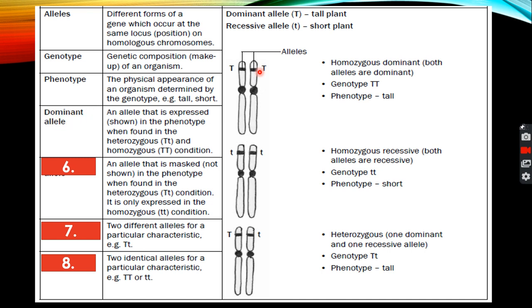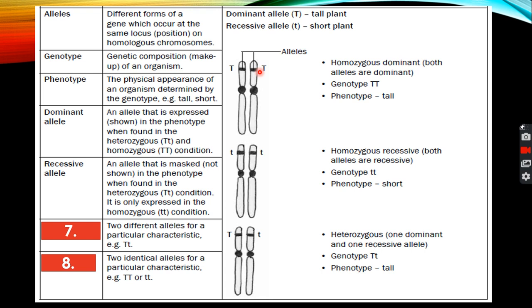And then let's move to dominance. Dominance means a boss. You know, in your school you are dominant when you are in grade 12. For example, if you have big T small t, big T is dominant, small t is recessive. Let me just do them together as well. So the allele that is expressed, shown in a phenotype when found in the heterozygous. Hetero means different, homo means the same. So if you have big T small t, that's heterozygous, and because big T is dominant, then that plant will be tall.